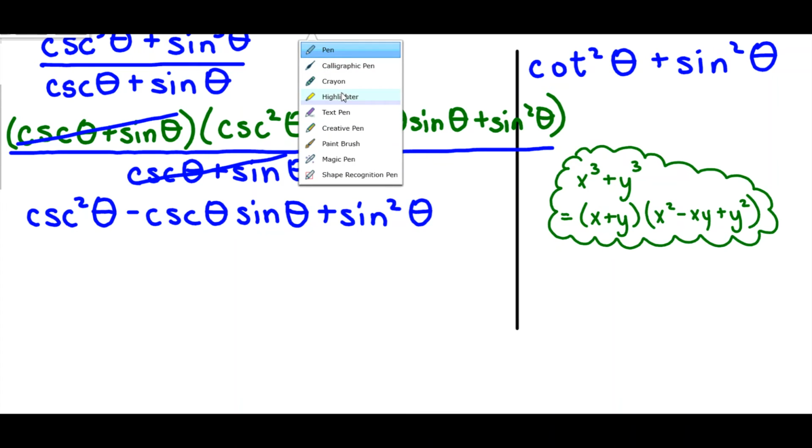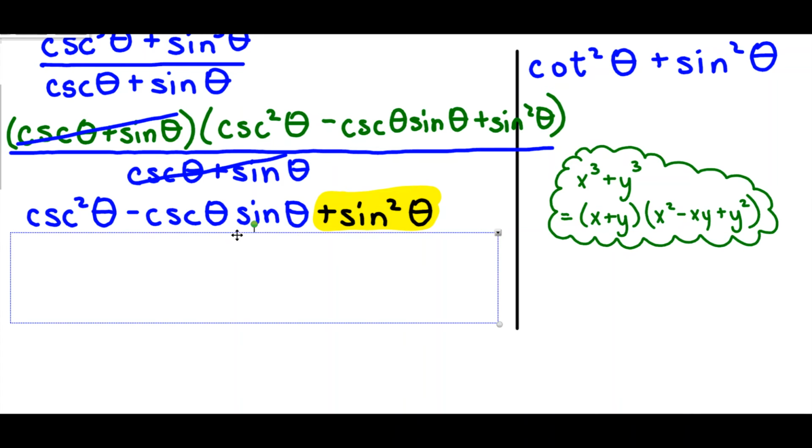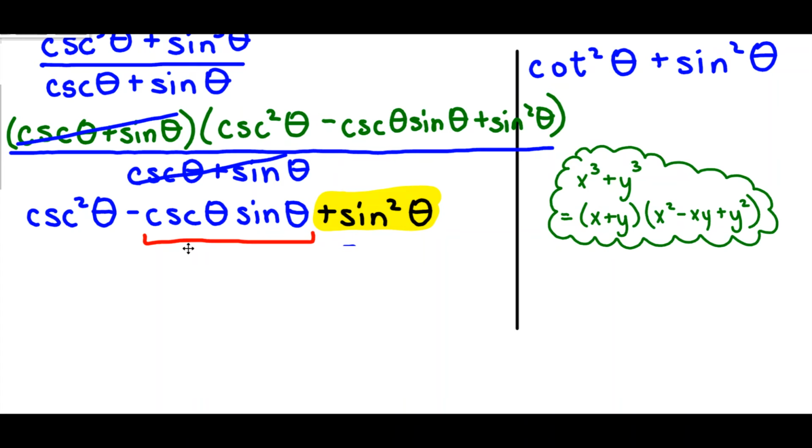So this is where you might pull out your highlighter and say, hey, this piece here, don't touch it. I know that I have it. I need to work somewhere in here. So I'm going to look at this middle piece first. I'm going to say, hey, you know what? This here is something, they're related functions.